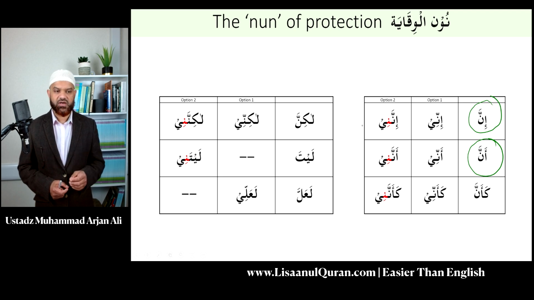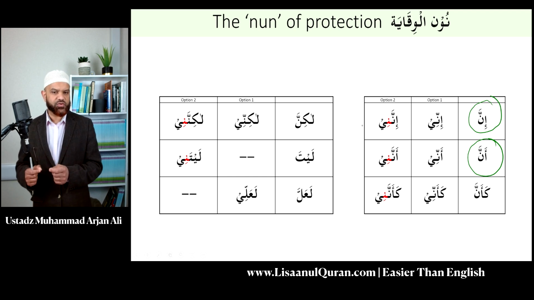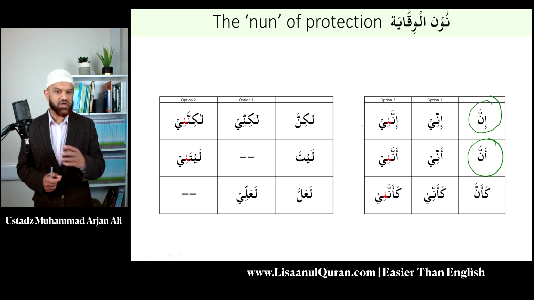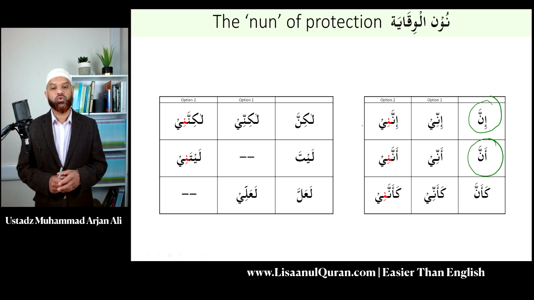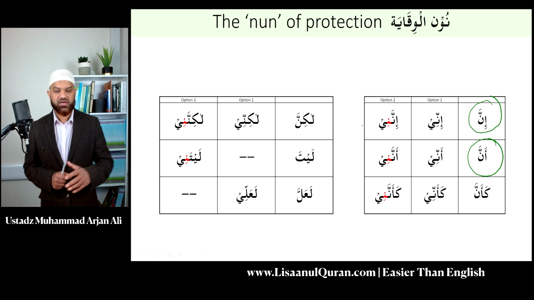So what's going on here? With the first 4, 3 on this side, 1 on the other, you have the choice of either adding the noon of protection or not. So both versions are used. With laita, you have no choice. You have to use the noon of protection. With la'alla, you cannot use the noon of protection. That's basically it in a summary. So please note them down, and that's all the variation is.